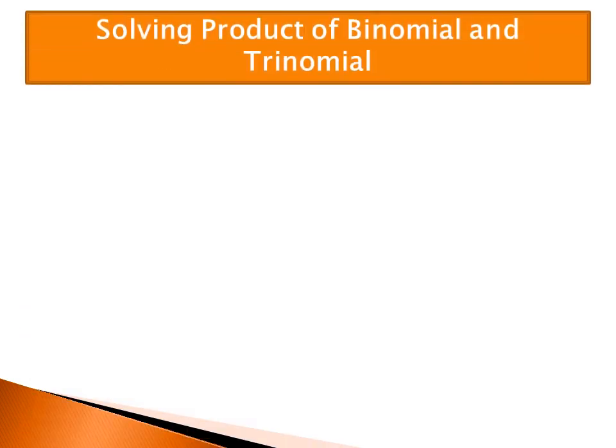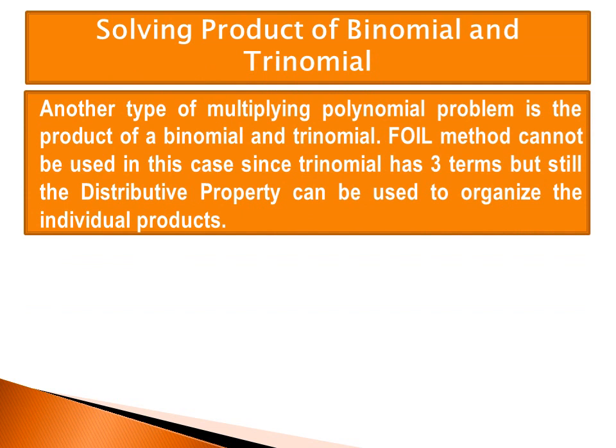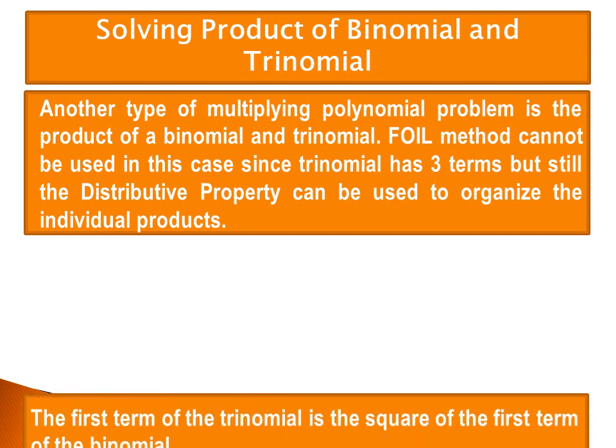Solving product of binomial and trinomial. Another type of multiplying polynomial problem is the product of binomial and trinomial. FOIL method cannot be used in this case since trinomial has 3 terms, but still the distributive property can be used to organize the individual products.